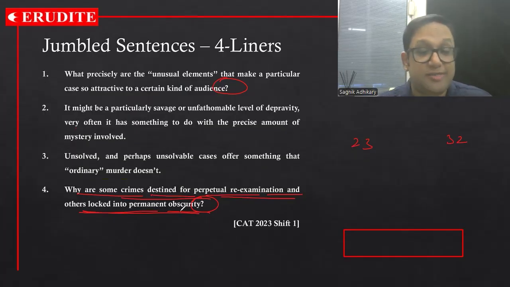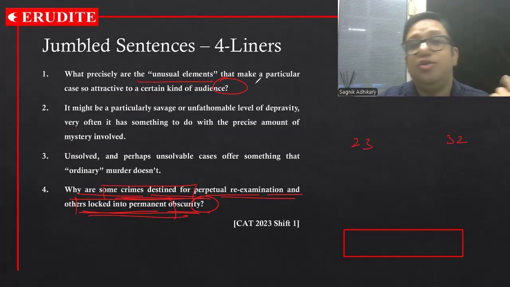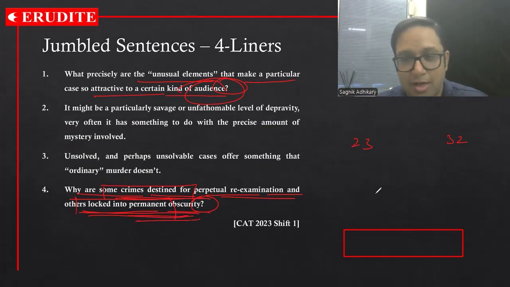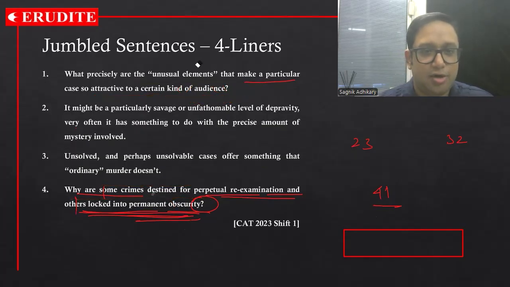Again, by the general to specific rule, this comes first because this talks about some crimes being re-examined while others being locked into permanent obscurity. What precisely are the unusual elements that make a particular case so attractive to a certain kind of audience? Also, this introduces the idea of audience, which is not present here. So we begin to form an idea that we first have the statements 4-1 in sequence, 4-1 in that order. Let's clear all of this out.